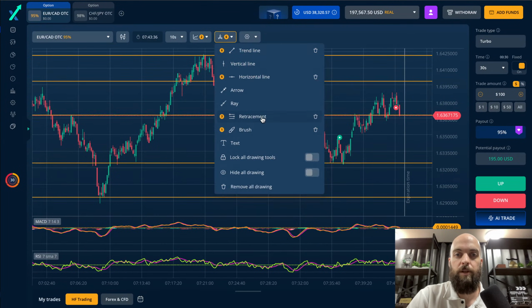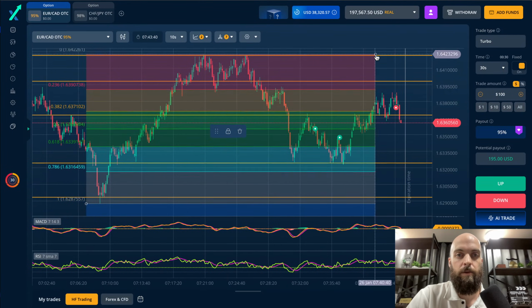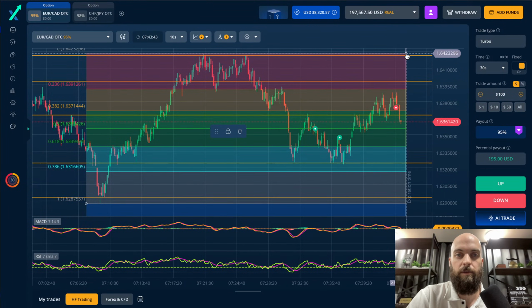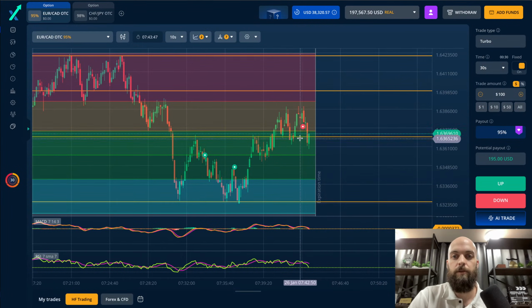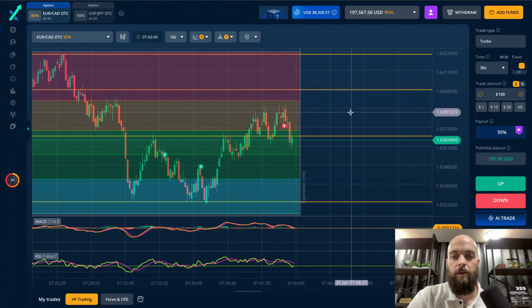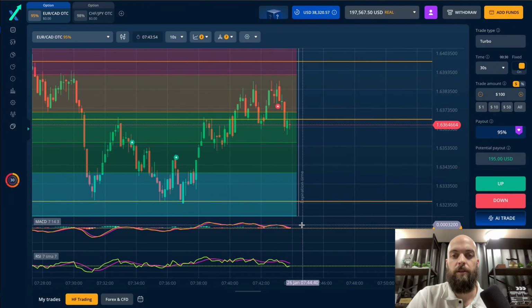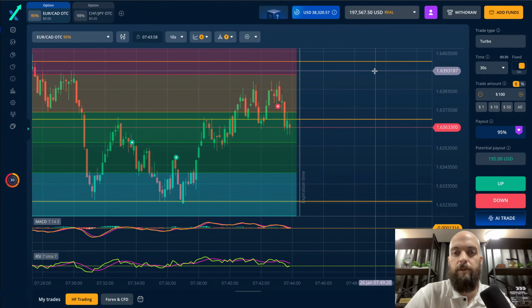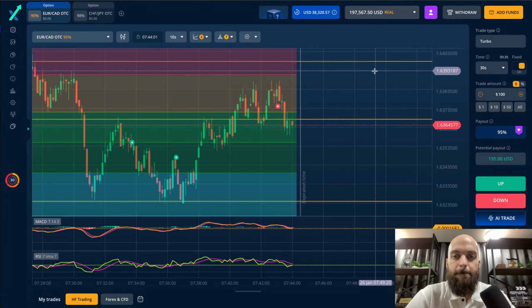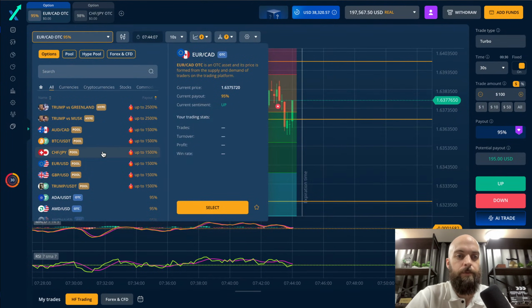Let's throw a little Fibonacci over here from wick to wick. Let's see what we've got going on. Yeah, see, this is a pretty hot zone. Momentum's falling, I see on the MACD. So price might become decisive here. Okay, well, let's give that time to sit.